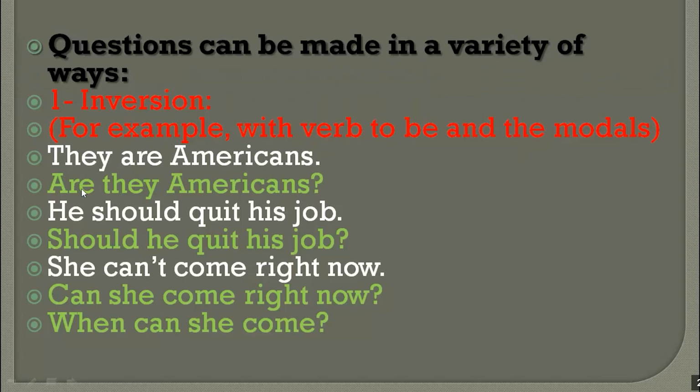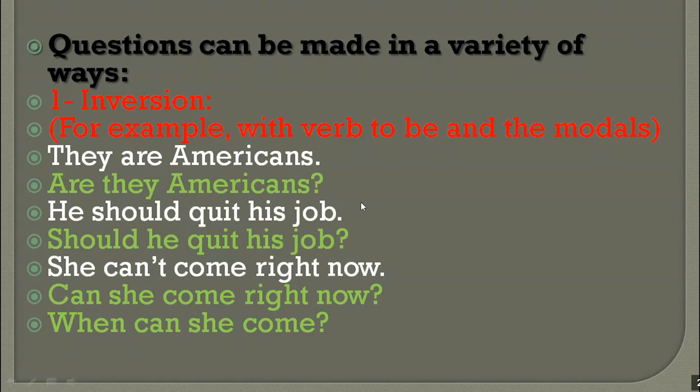What happened here? You inverted the locations of the subject and the verb. So inverted means to put them in opposite situations. So the subject usually in a normal sentence comes at the beginning and the verb comes after that. If you'd like to form a question, you put the verb first and then the subject after that. You say, are they Americans? So this is inversion.